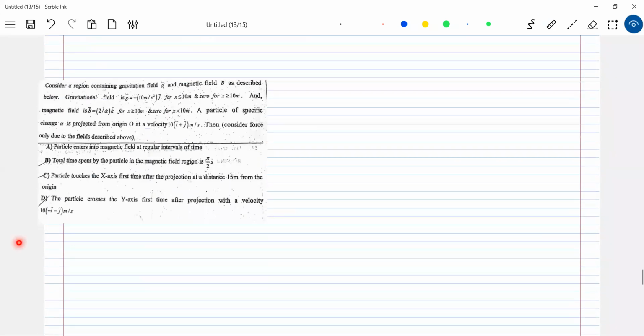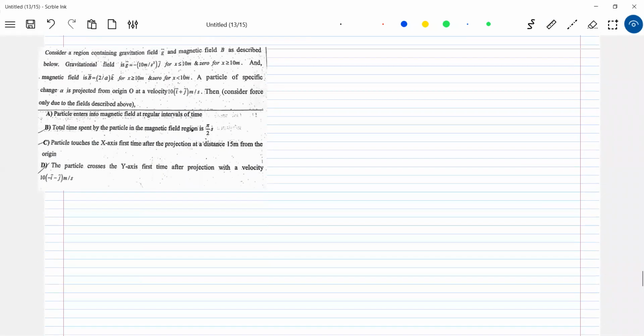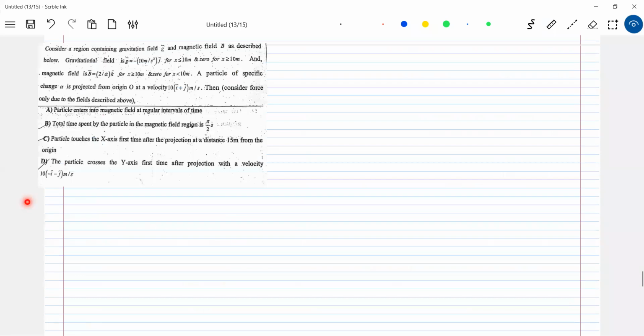Okay, now take this. In some way the gravitational force will also be brought into the picture. Read the question. Consider a region containing a gravitational field G and a magnetic field B as described below.